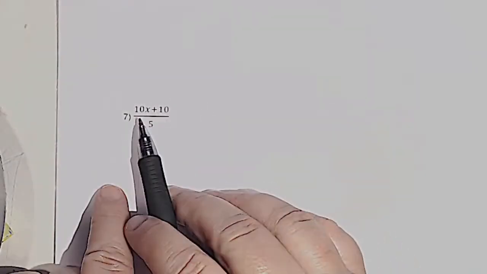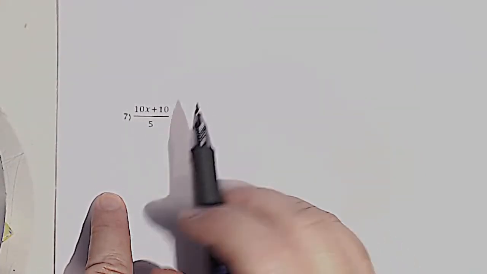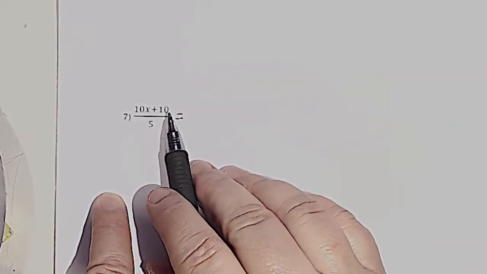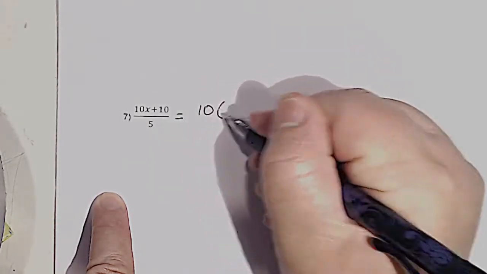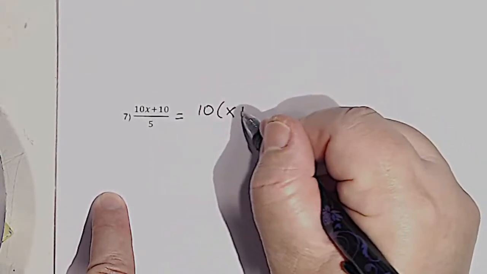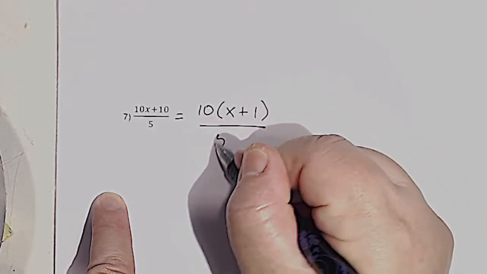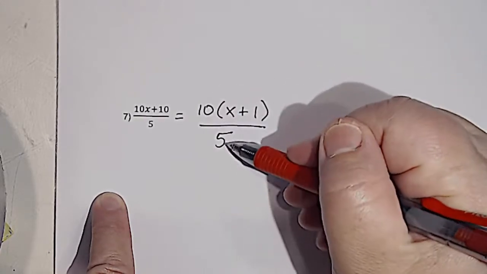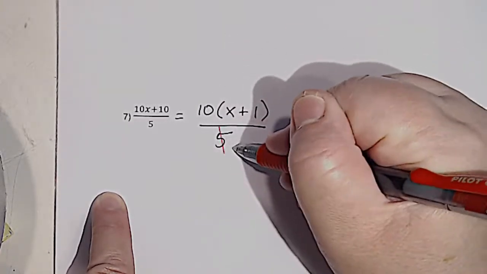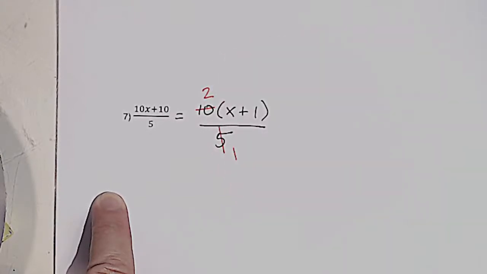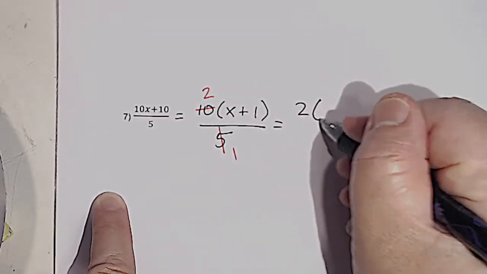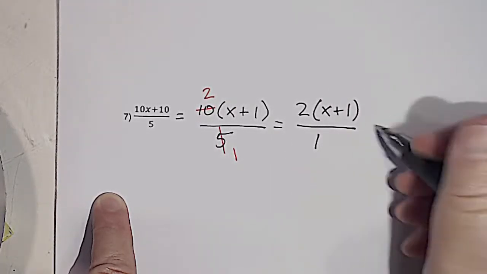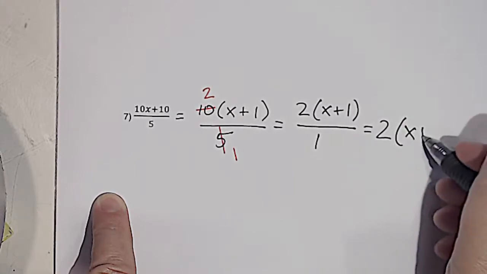Okay, so I've got two terms. So in order, if I do want to reduce, I have to factor. So in the numerator, can I factor anything? Yes, I can factor out a 10. So it's 10 times the quantity x plus 1. Down in the denominator, I just have a 5. Notice that the 10 and the 5 will reduce. So I cancel the 5, and the 10 leaves 2. So I've got 2 times the quantity x plus 1 all over 1. You got it. So in other words, I have 2 times the quantity x plus 1.